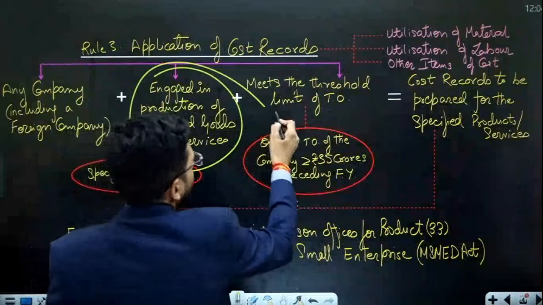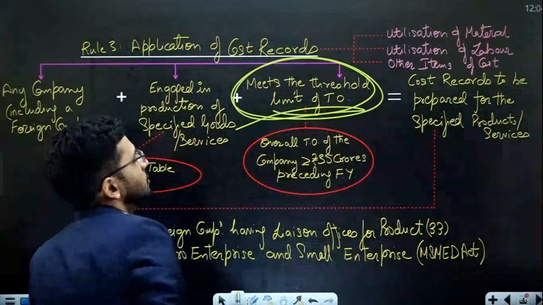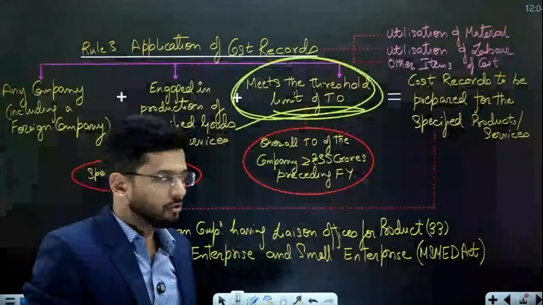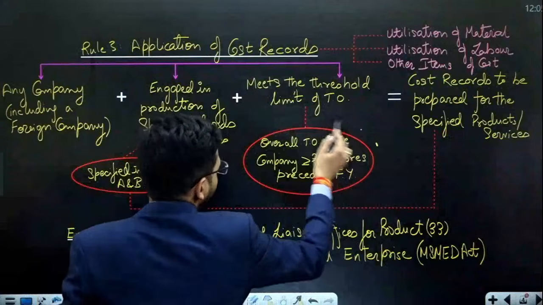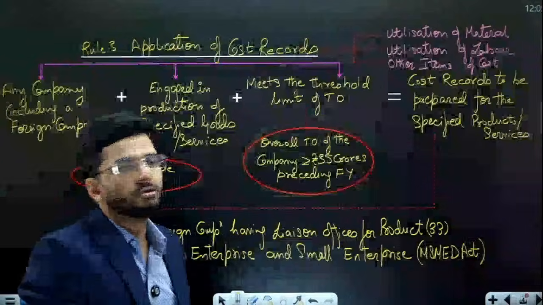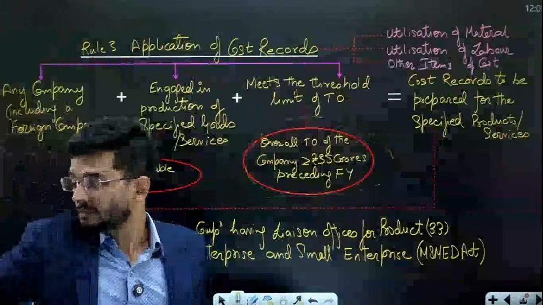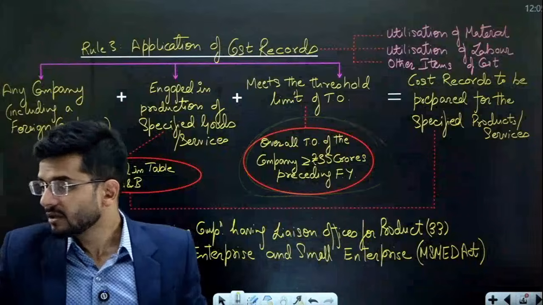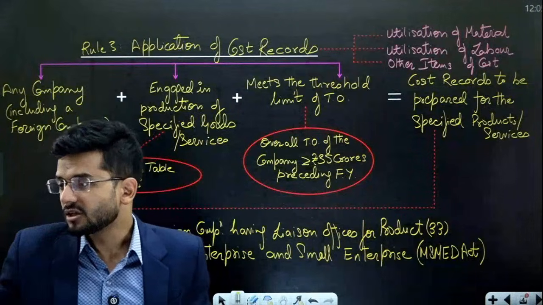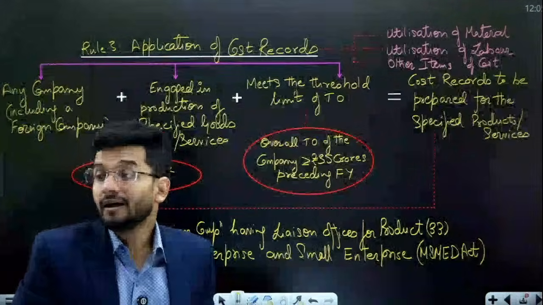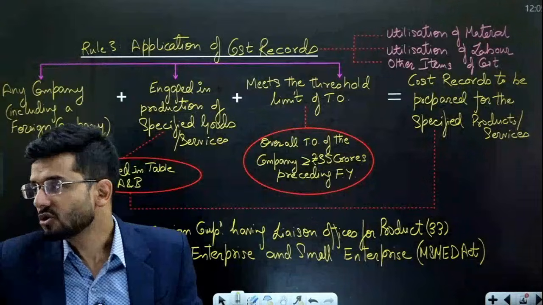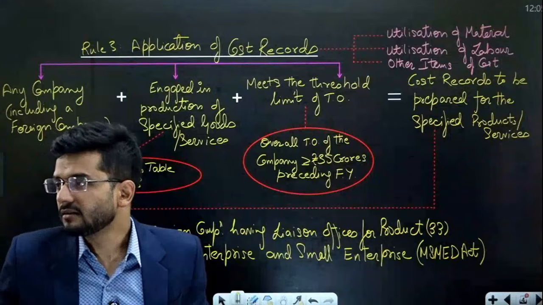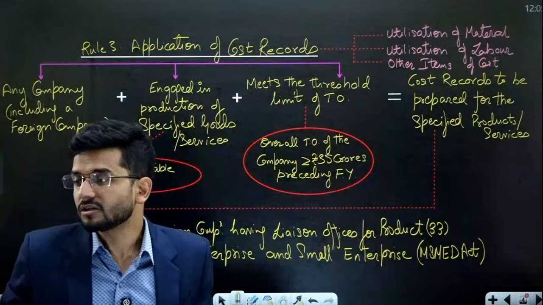All right, sir. And now we come on to the monetary threshold. So what is the monetary threshold of getting this cost records done? The monetary threshold is 35 crores. The overall turnover of the company should be more than or equal to 35 crores. Only then your cost records requirement is triggered. It is the overall turnover of the entire company.